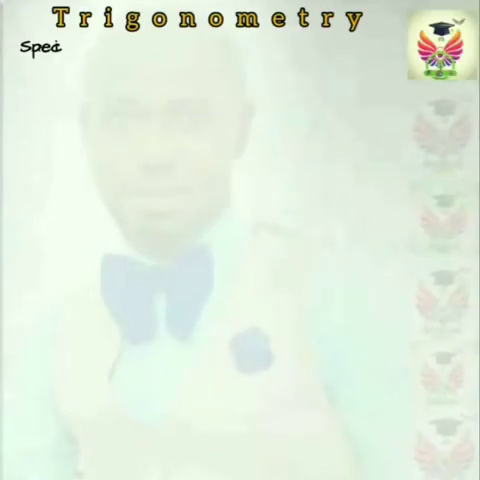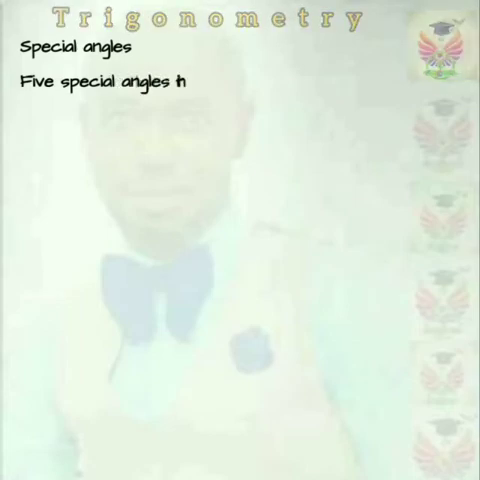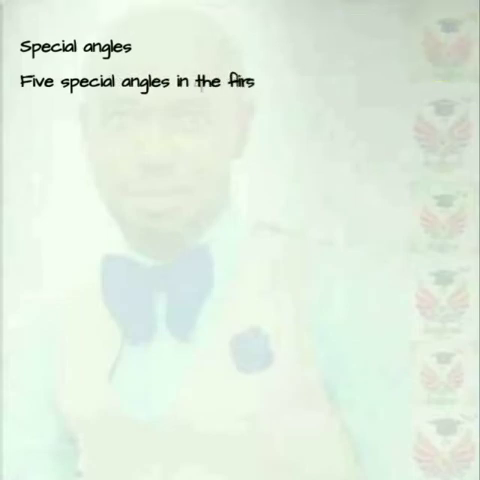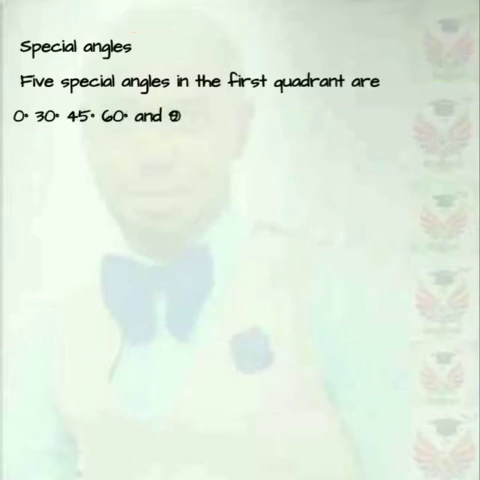Trigonometry, special angles. The 5 special angles in the first quadrant are 0 degrees, 30 degrees, 45 degrees, 60 degrees, and 90 degrees.